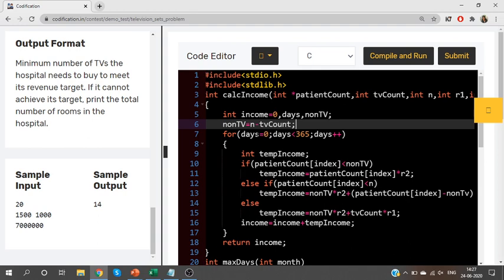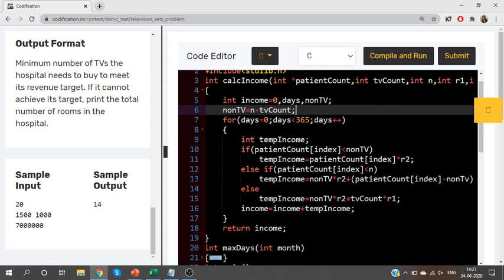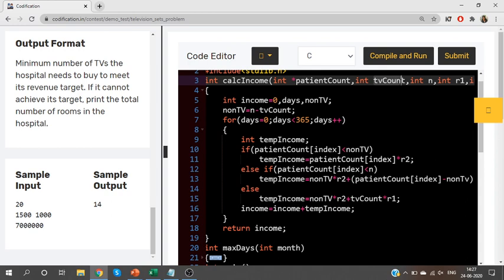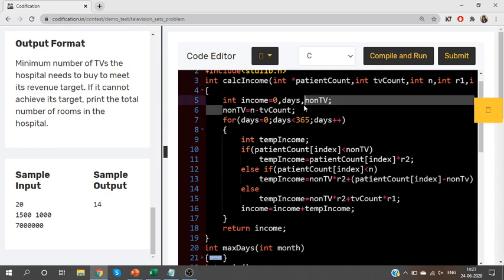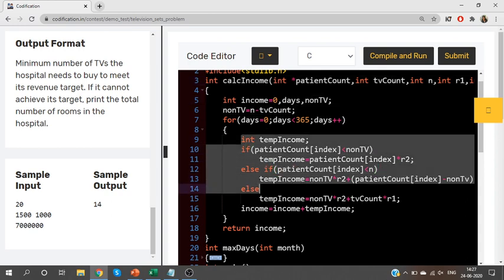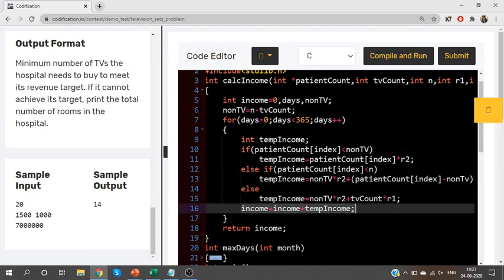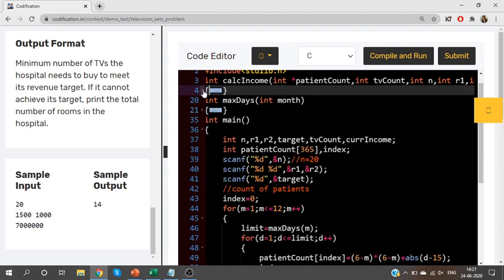This is the income calculation. I hope I made it clear. Based on TV count, calculate non-TV rooms, calculate income on one particular day, add all the income, finally return the income. This function helps you calculate income values, right?